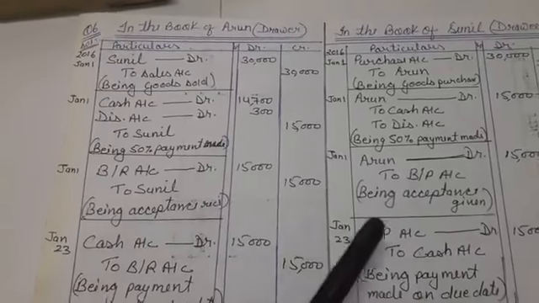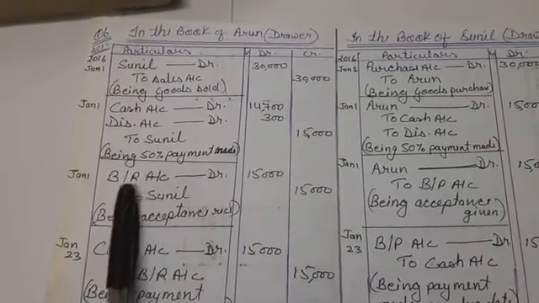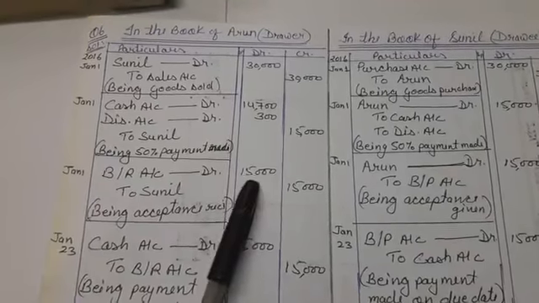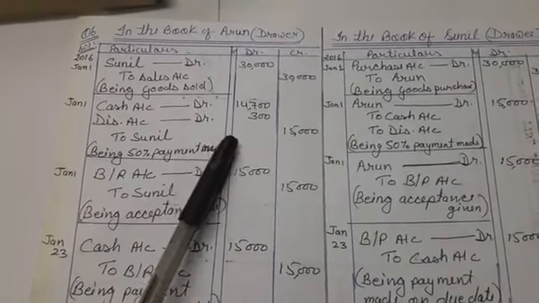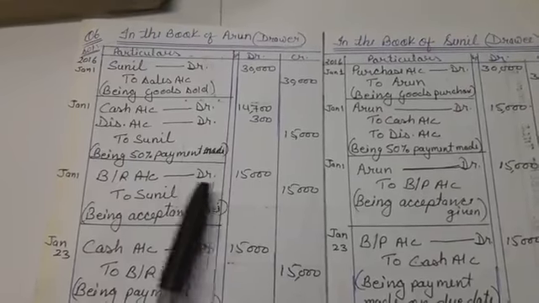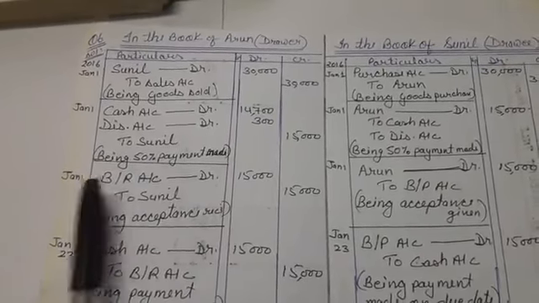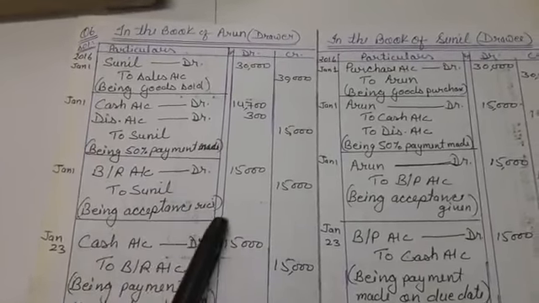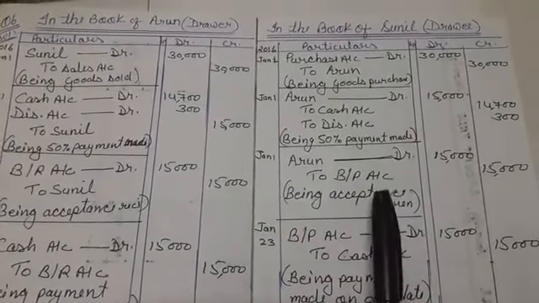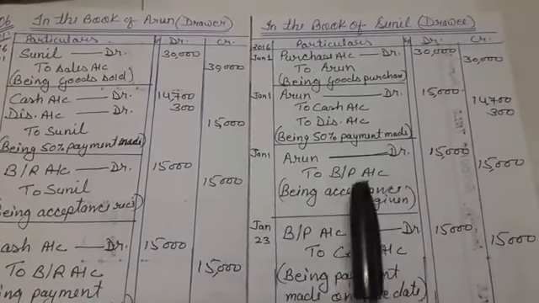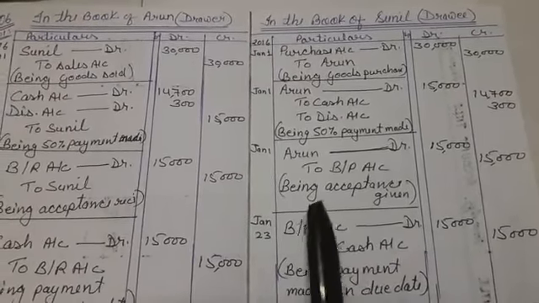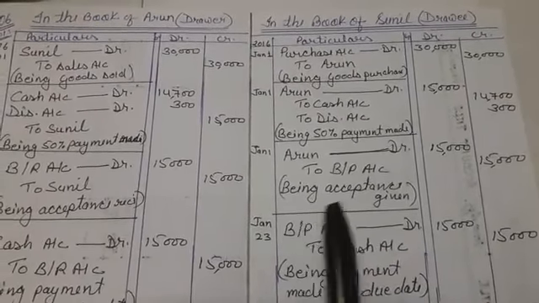From where? From Sunil. So we will receive the BR, BR account debit to Sunil. Amount will be the rest of the amount. Half of the amount was given with discount and for the other half of the amount, BR will be received now. On the same date, January 1st, 15,000, being acceptance received. And in the book of drawee, Arun debit to BP account. In the book of drawee, always we will use BP only, bills payable. Rest of the amount 15,000, and the narration will be being acceptance given. Date will also be the same, January 1st.